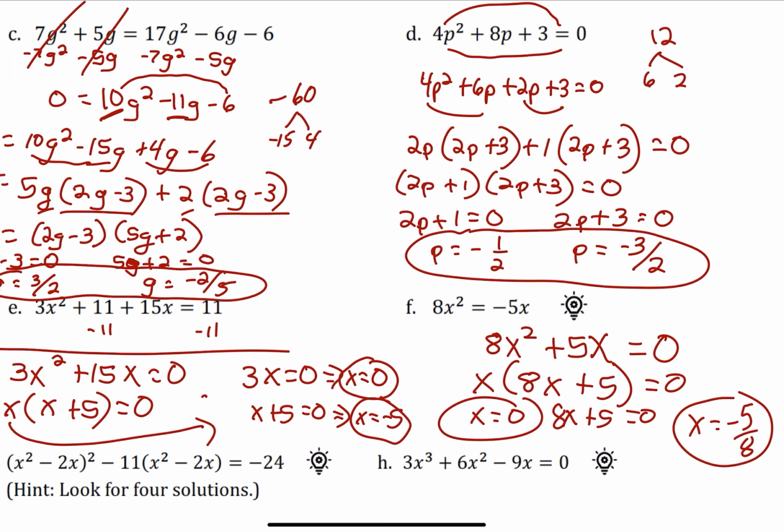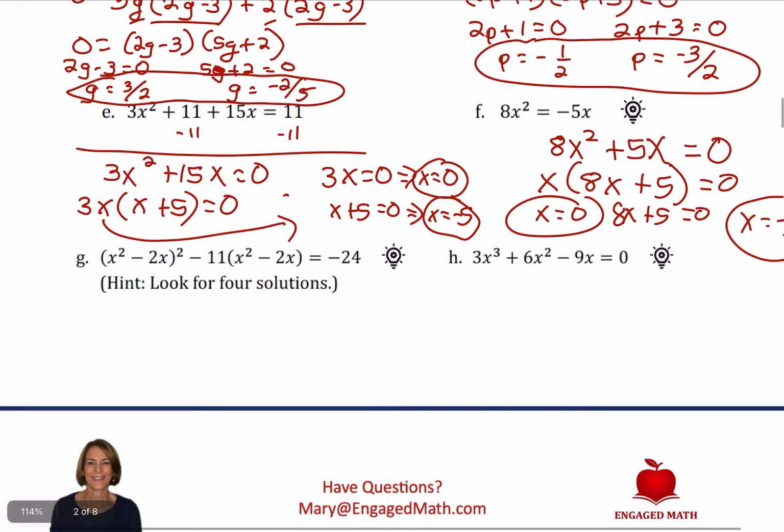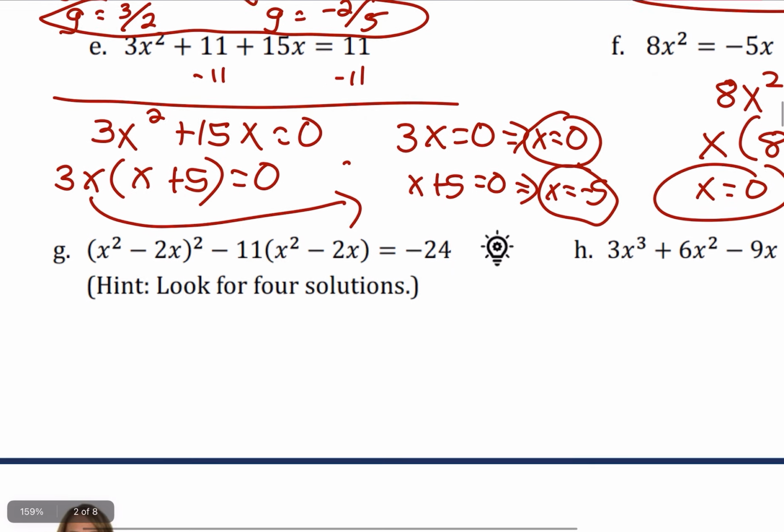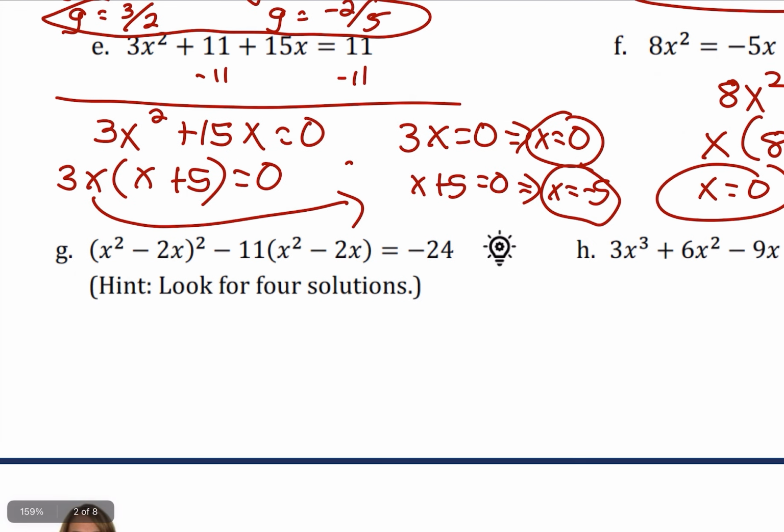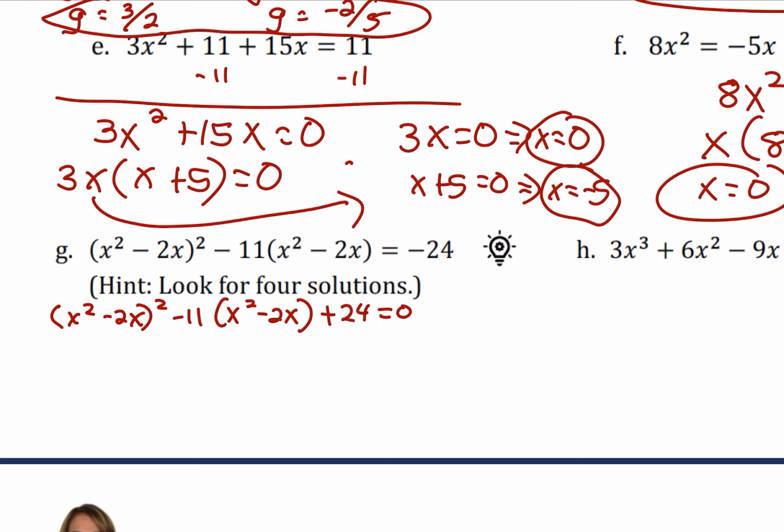Now we have a couple more light bulbs. These are really tricky. I'm going to really zoom in for G because we're going to need a lot of space. The idea here is this is what I would call a quadratic equation in disguise. So I'm going to rewrite it first as x squared minus 2x, the quantity squared, minus 11 times the x squared minus 2x. And I'm going to move that 24 to the left-hand side, so it's plus 24 equals 0.